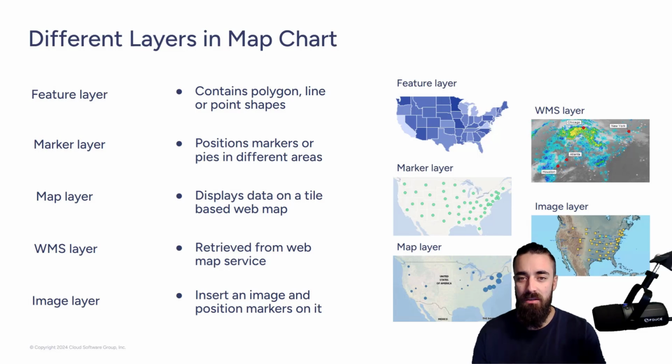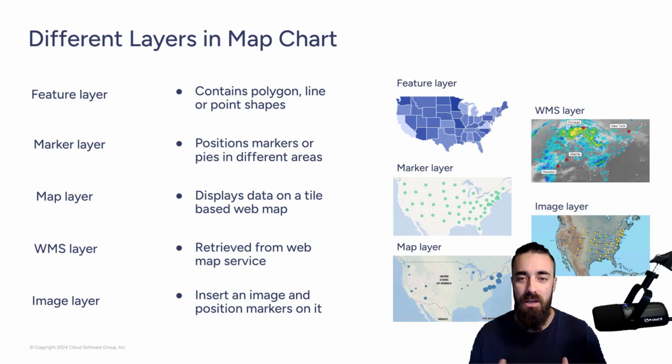A feature layer contains map features or shapes of the type polygon, line or point. A feature layer can be used either as a data layer or as a reference layer only displaying items of visual interest. Marker layer, where markers or pies are positioned in different areas, which can be used to interact with the map chart like in other visualizations.